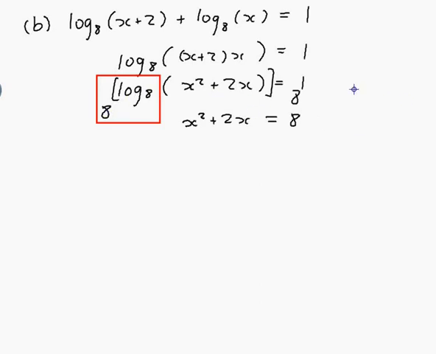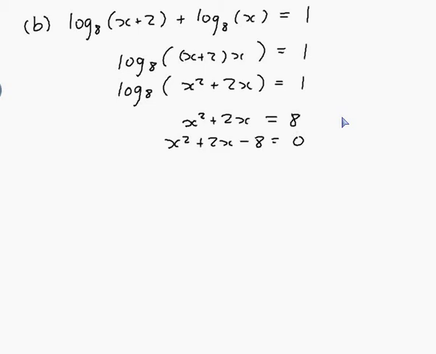Now I don't actually need to do this 8 to the power of on both sides. My reader will understand perfectly well, so I'll just get rid of it. And now I have a quadratic equation to solve. So x squared plus 2x minus 8 is equal to 0. And to solve a quadratic equation, generally you factorize it into two pieces like this, with an x in both of them.